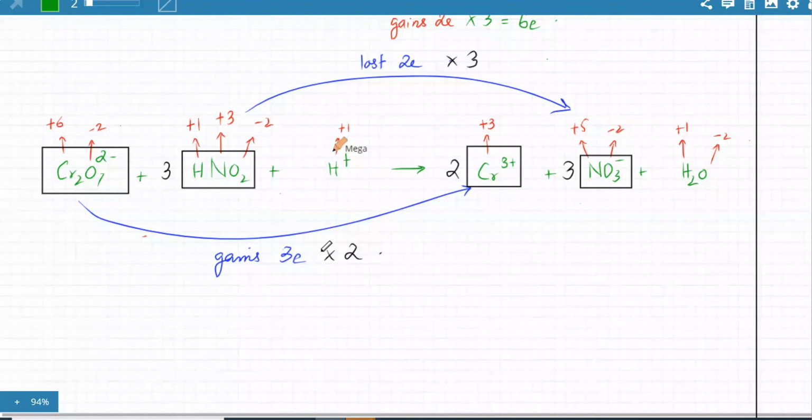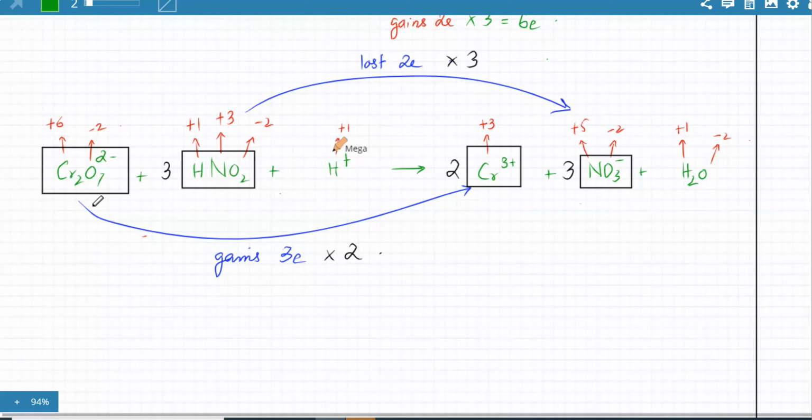And for chromium, I was multiplying it by 2, which meant that there should be 2 chromiums. There were 2 chromiums already in the formula, so I didn't touch that. I didn't multiply it with anything. And there was only 1 chromium over here, so I multiplied it by 2 because I wanted 2 chromiums, so that the number of electrons gained becomes equal to 6. So the part in the boxes is already balanced, and I'm not going to touch them, because if I touch them, the number of electrons gained and lost would no longer be balanced. So the only thing left is to balance the water and the H plus.